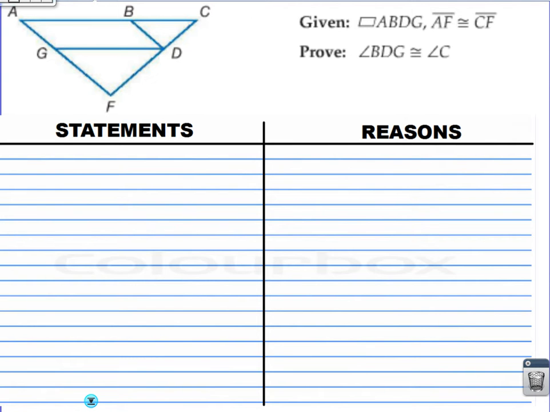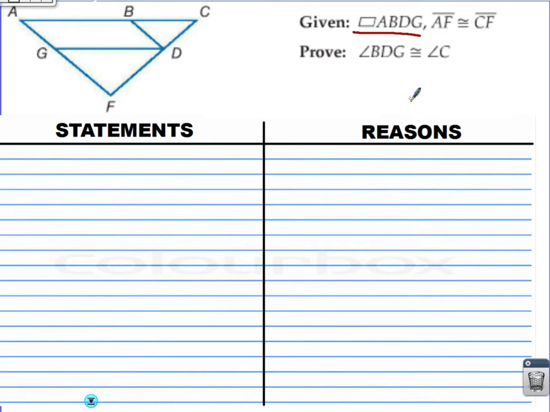Let's do a proof. Yeah, we all love proofs. Like the excitement. You're given parallelogram ABDG. And now, as soon as you see that you're given a parallelogram, you know all these things are true. You know the opposite sides will be congruent. You know the opposite angles will be congruent. You know the consecutive angles will be supplementary. You know that, let's see, what else was it? Opposite sides are parallel and congruent.